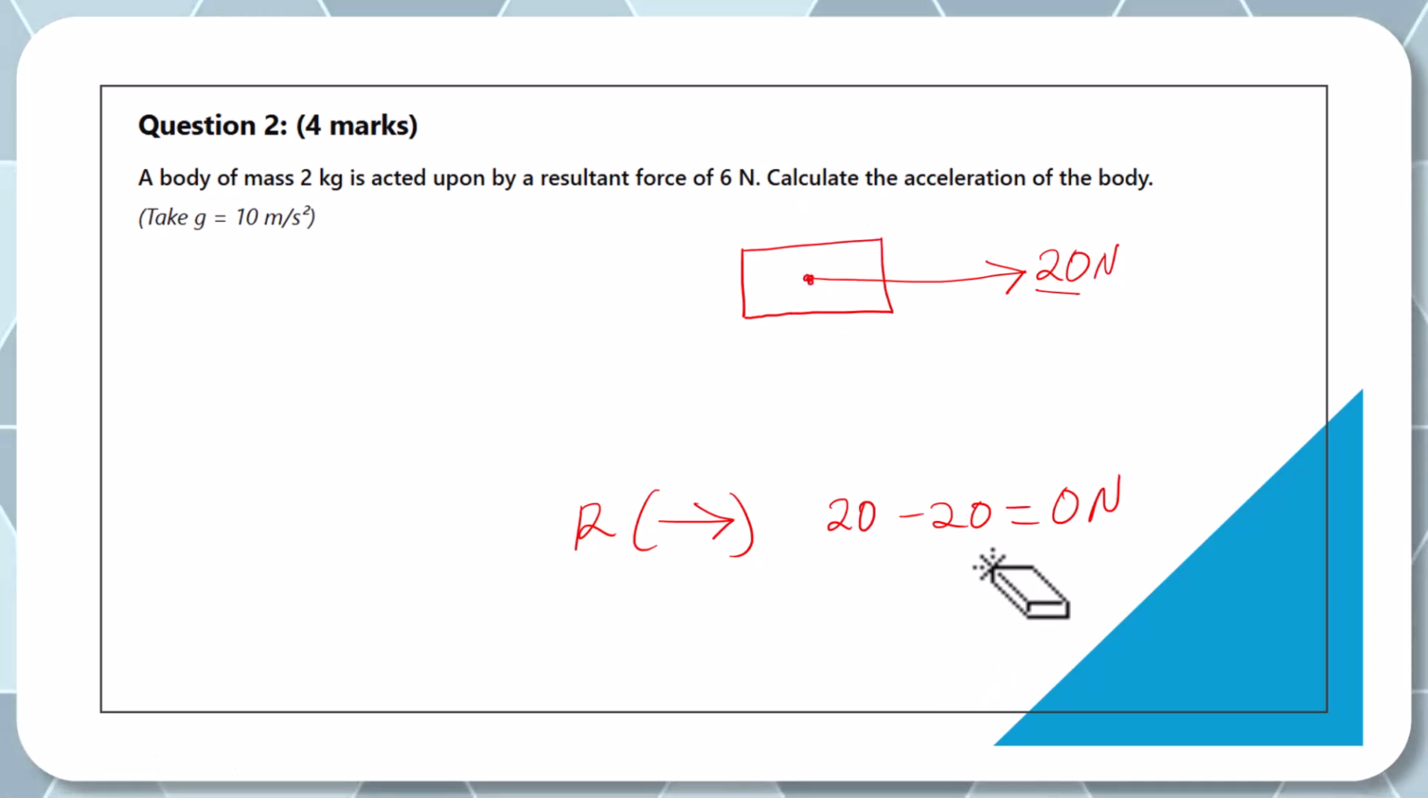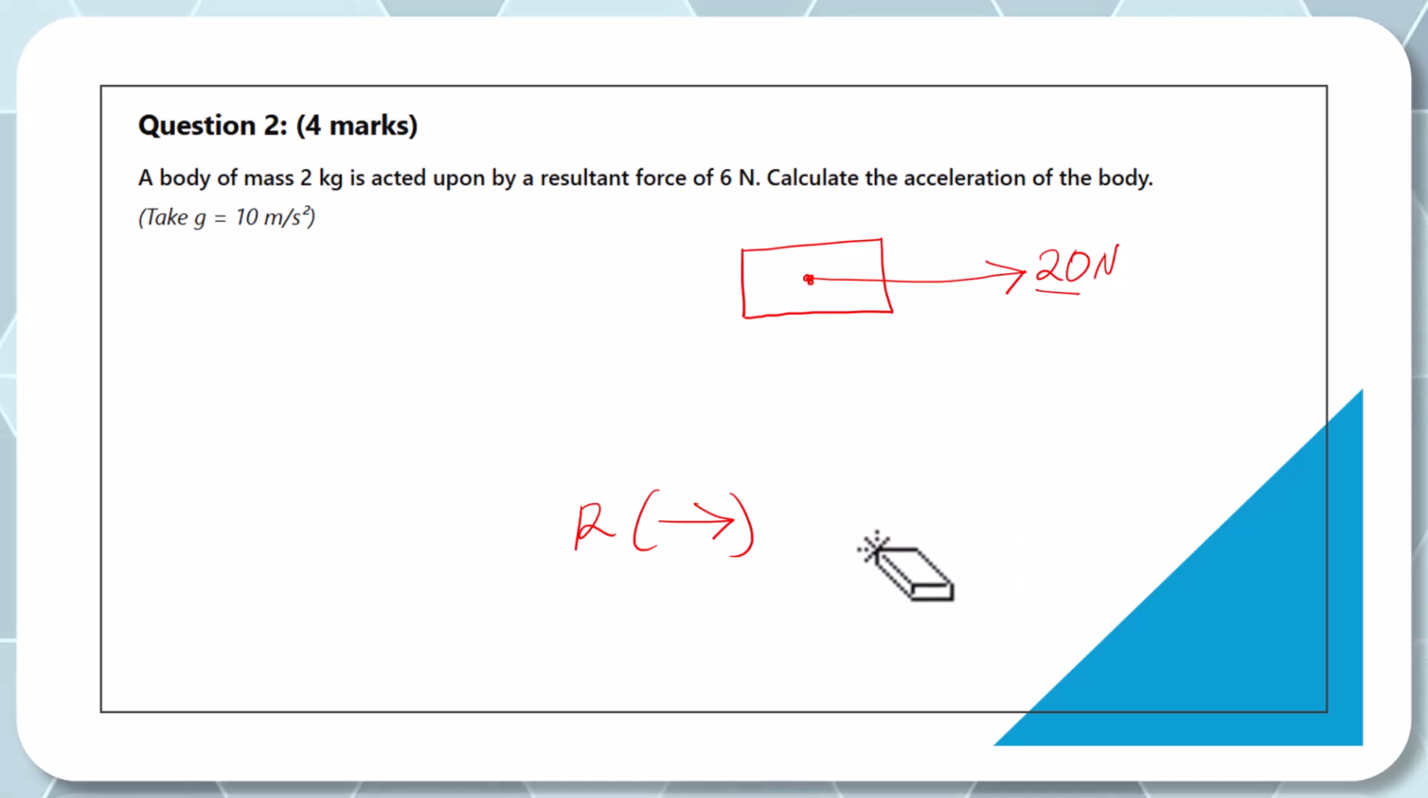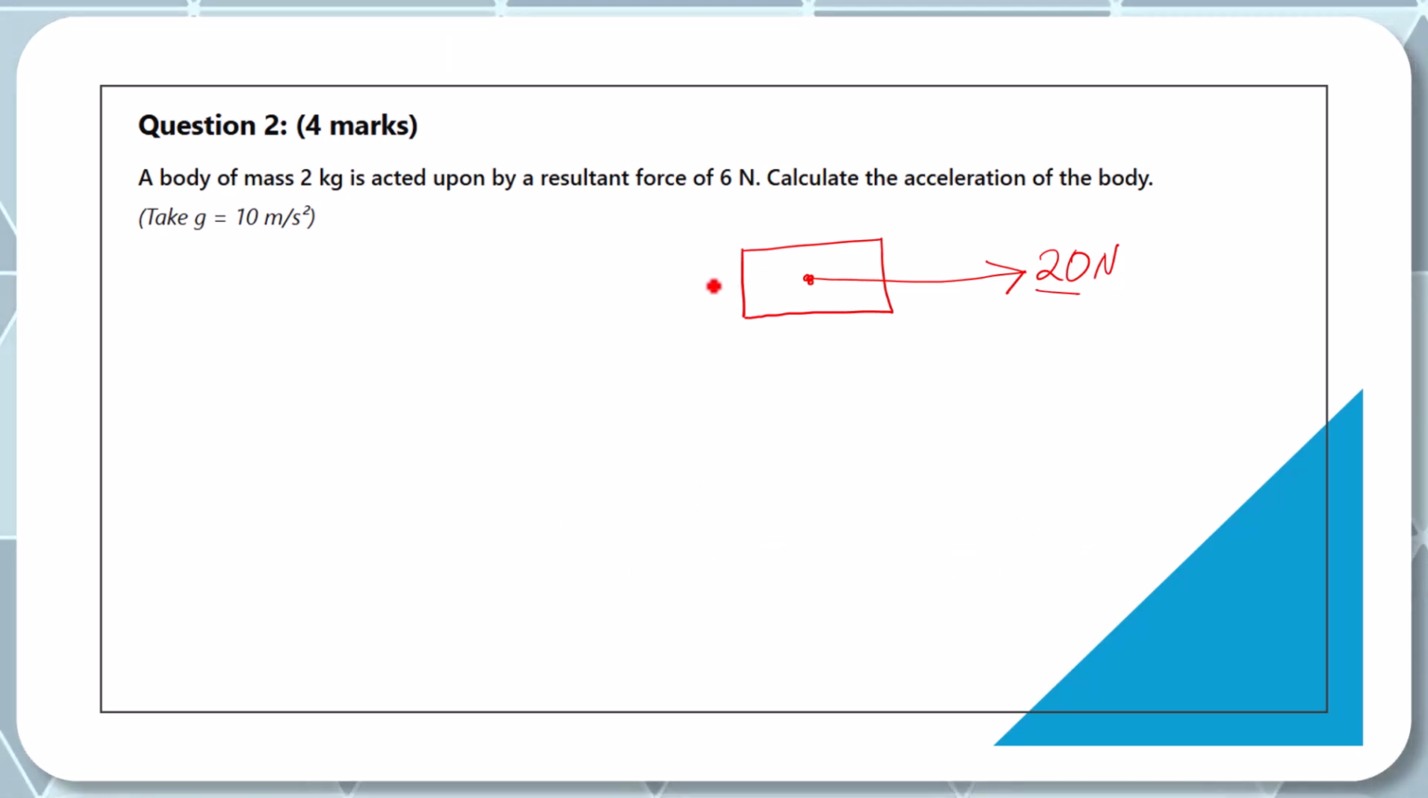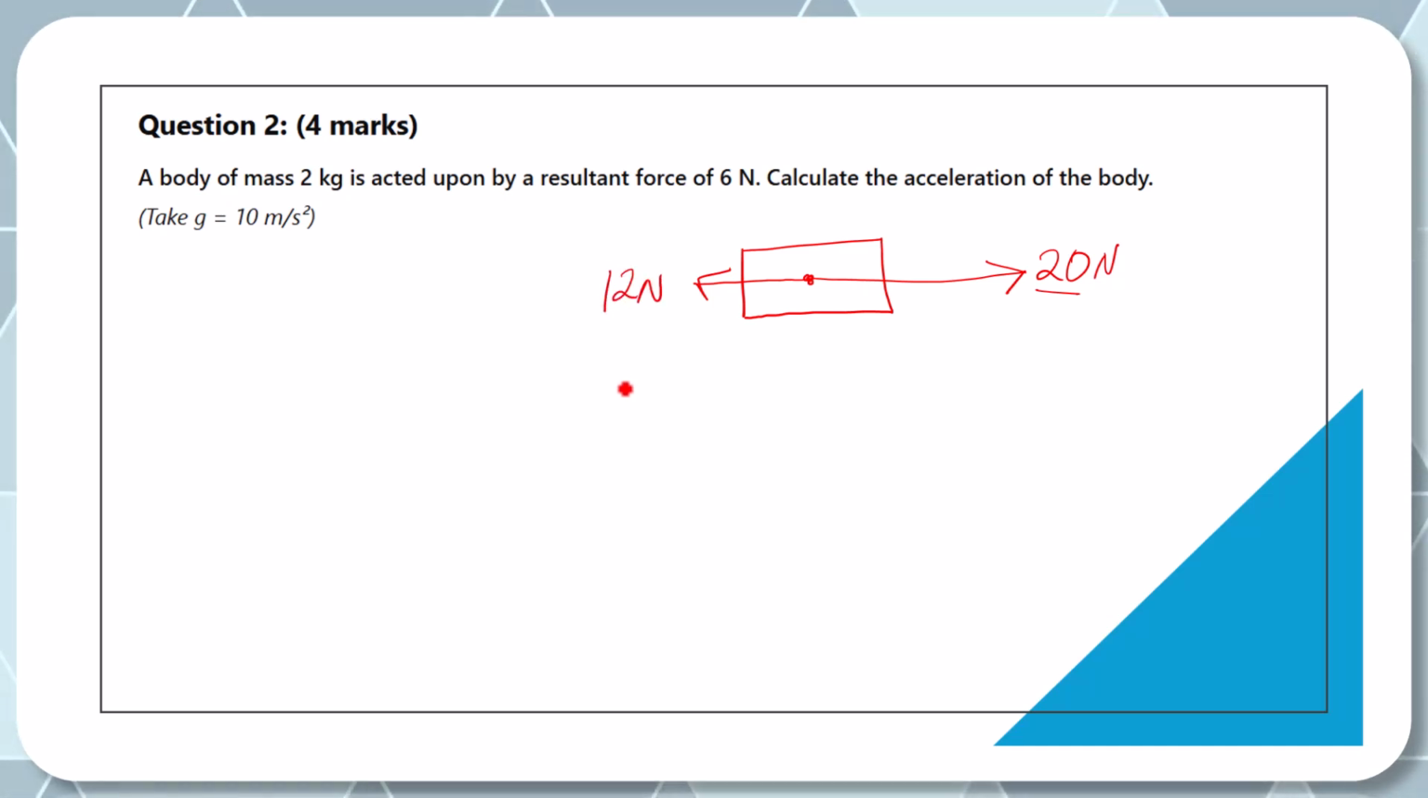But horizontally, the net force now is 20, take away 0, because there's no force opposing it. It's as if there's no friction, it's smooth. So the net force is 20. However, sometimes you could have some little force in play. So say, for example, I've got a force of 12 newtons there. Now, the net force is going to be 20 take away 12, and that's going to be 8 newtons.